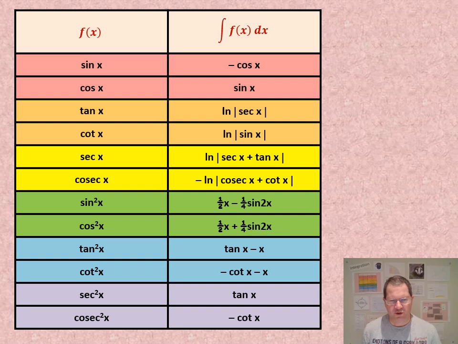For sin squared x and cos squared x, we use the double angle formulae for cos. For tan squared x and cot squared x, we use the identities. So tan squared x plus 1 is sec squared x, and cot squared x plus 1 is cosec squared x. And if we use the results at the bottom, that the integral of sec squared x is tan x and the integral of cosec squared x is minus cot x, we can integrate our tan squared x and our cot squared x. Thank you very much.